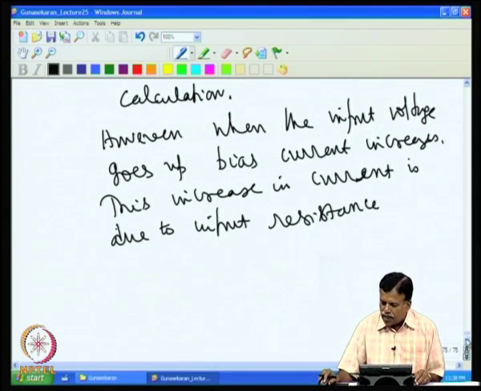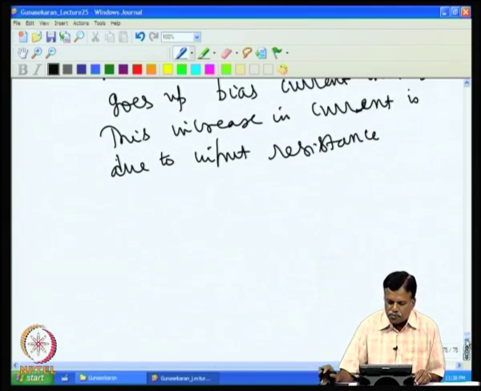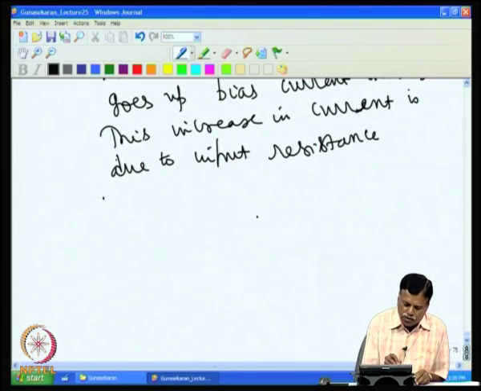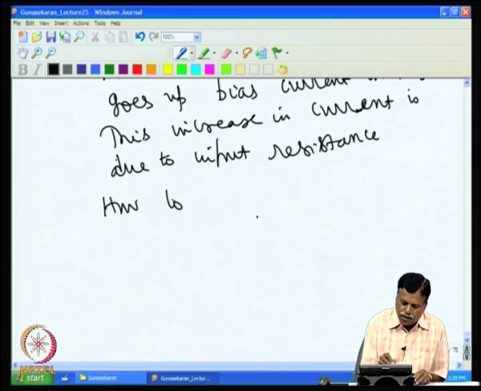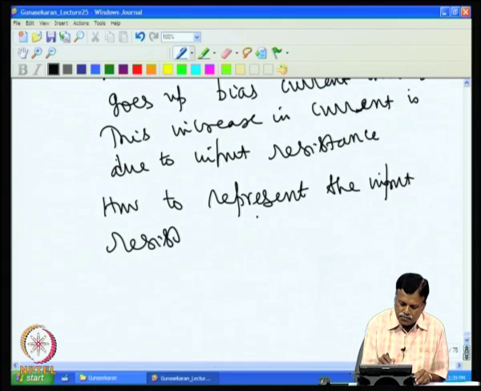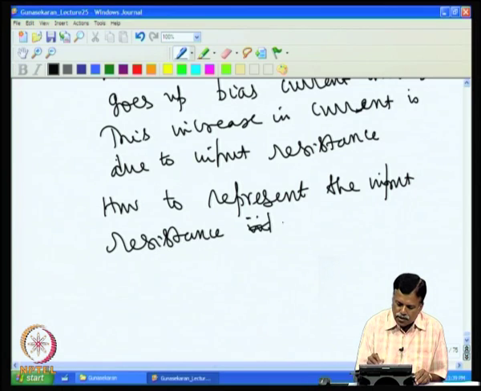So ideally, if you want to represent the input resistance in the case of an op amp, how do I put it? How to represent the input resistance in the op amp?